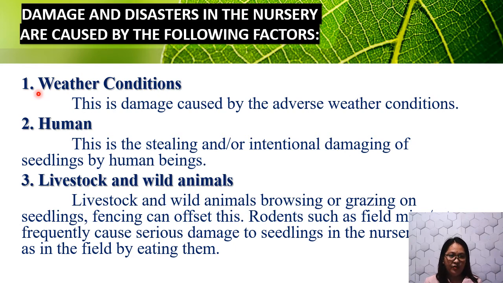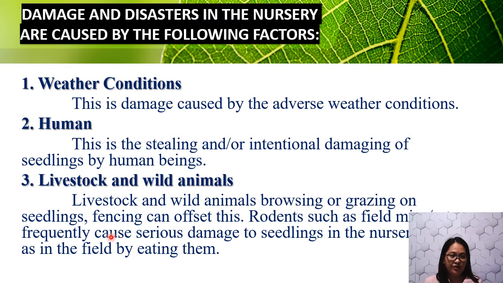Number 1, weather conditions. This is damage caused by the adverse weather conditions. We have to consider the weather conditions. Like in Benguet, they can grow full season vegetables.